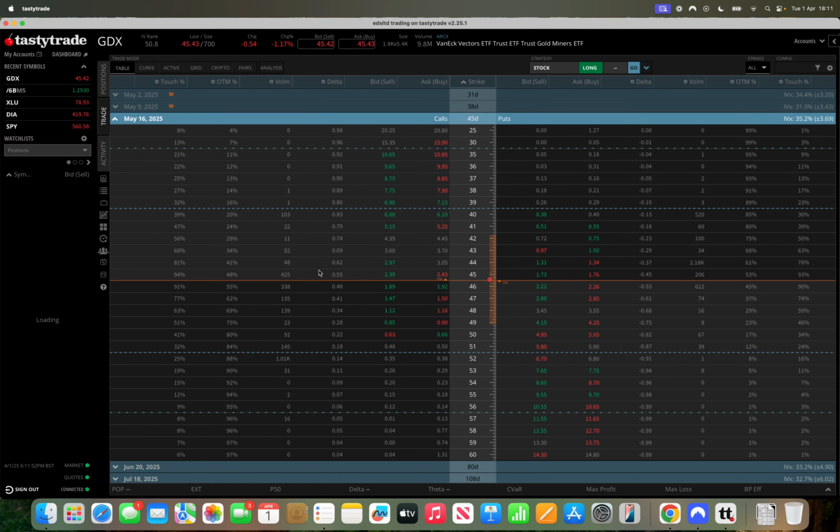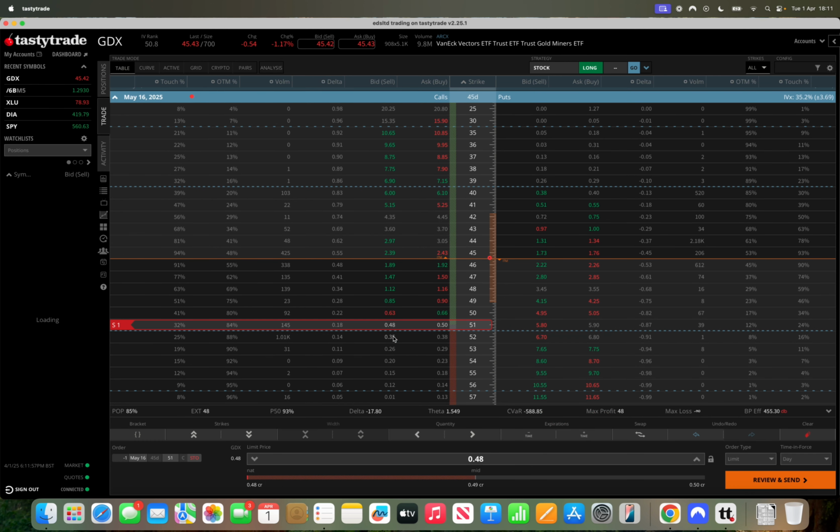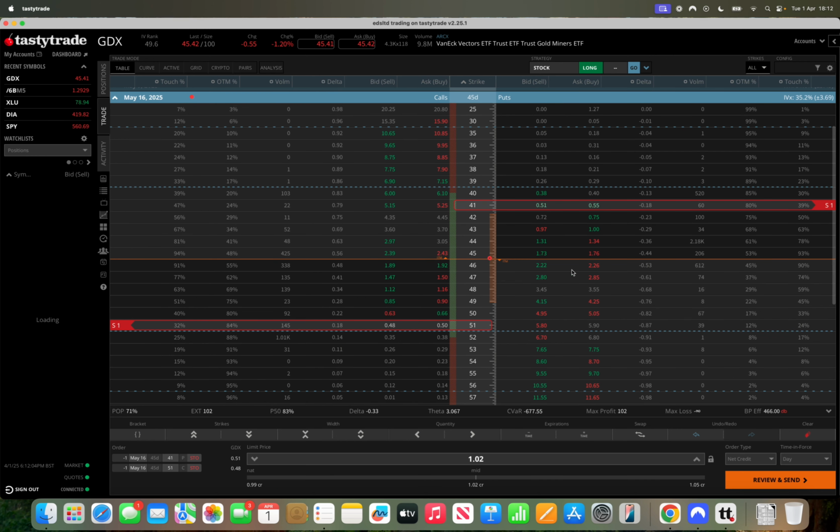So if we look on the delta column, on the call side here, we have an 18 delta at the 51 strike, we can sell that. On the put side, we have an 18 delta as well at the 41 strike, we can sell that. And now what you'll notice is that we've created a range for ourselves between 41 and 51. As you can see, this is our green zone here. Anywhere within this green zone, we make money, and that far overshadows the expected move bar here, which is going to give us a high probability of success, which is currently 71%.